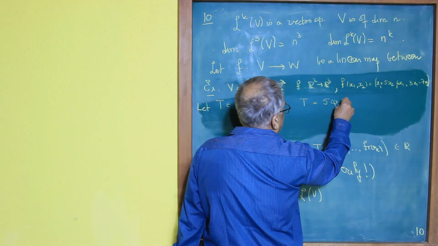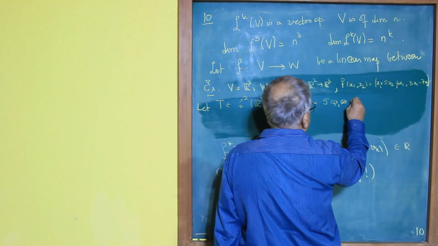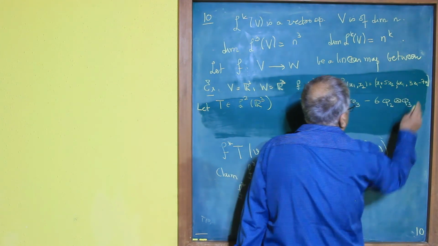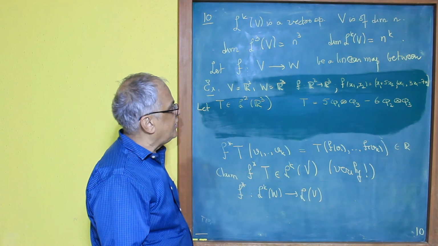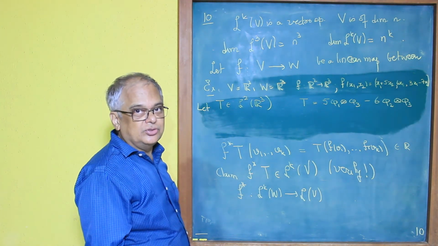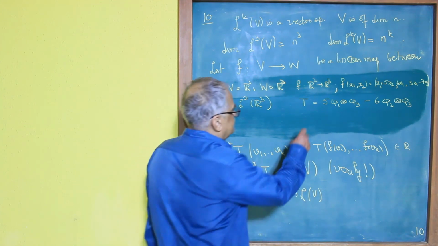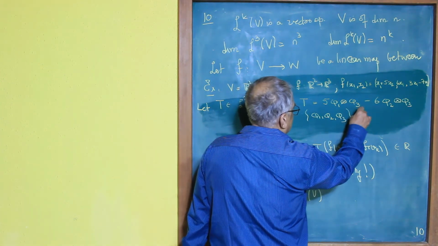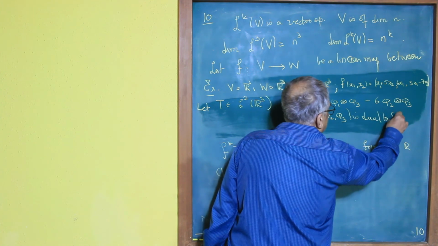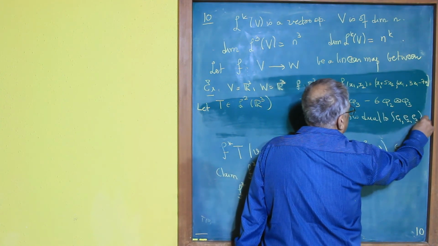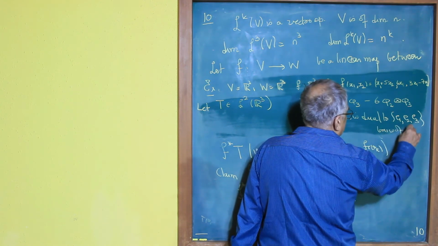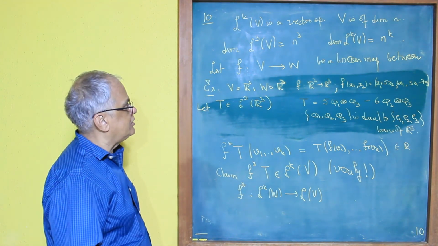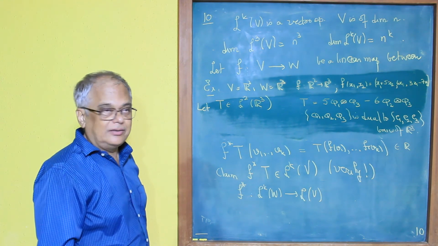So I'm going to take T in L^2(R3) to be T equal to 5 times phi1 tensor phi3 minus 6 times phi2 tensor phi3. Remember, phi1, phi2, phi3 is a basis that is dual to e1, e2, e3.